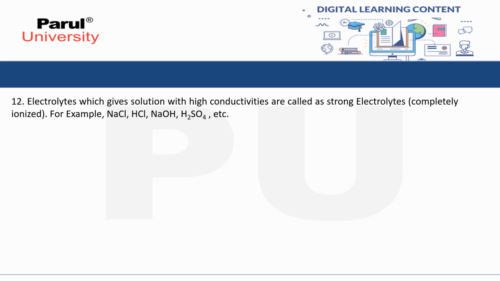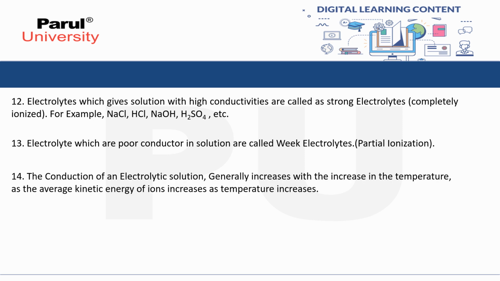The next postulate of Arrhenius theory is that the electrolytes which give a solution with high conductivity are called strong electrolytes. That means they are completely ionized. For example, sodium chloride, hydrogen chloride, sodium hydroxide, sulfuric acid, etc. behave as strong electrolytes. The electrolytes which are poor conductors in the solution are called weak electrolytes. That is, there is partial ionization.